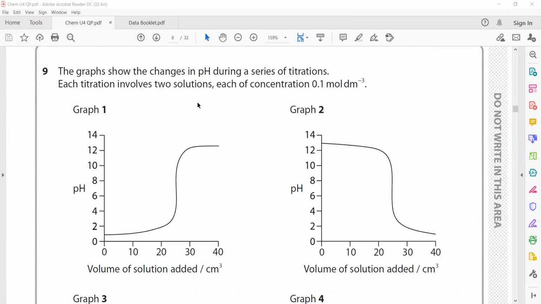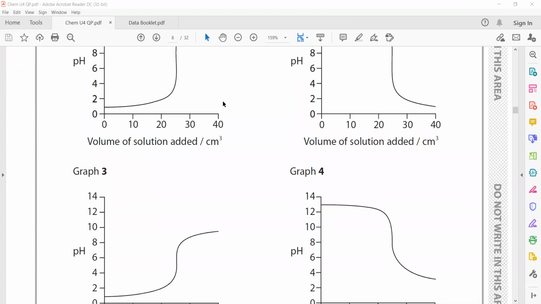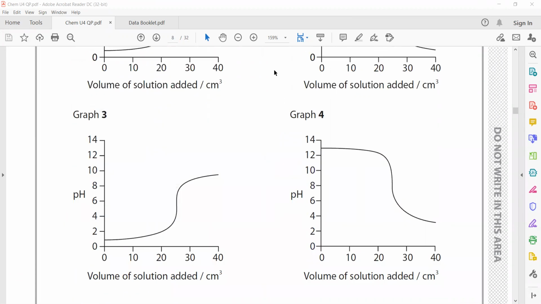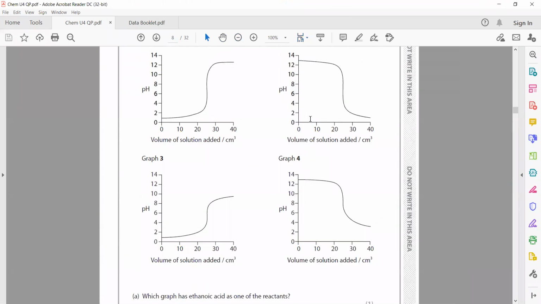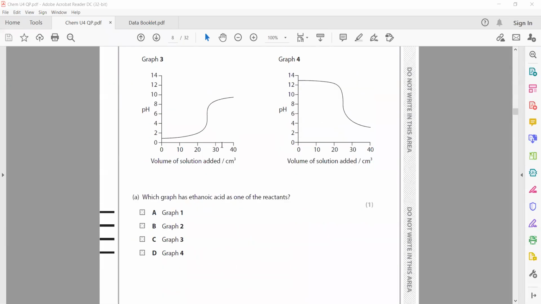The graph shows changes in the pH during a series of titrations. Each titration involved two solutions, each of concentration 0.1. Which graph has ethanoic acid? Ethanoic acid is a weak acid. So which is the graph for the reaction of a weak acid? This is starting at 1, so it is a strong acid. This is ending at 1, so this is also strong. This is starting at 1, strong, but this is ending around 3, so it is a weak acid. So graph 4 involves ethanoic acid.